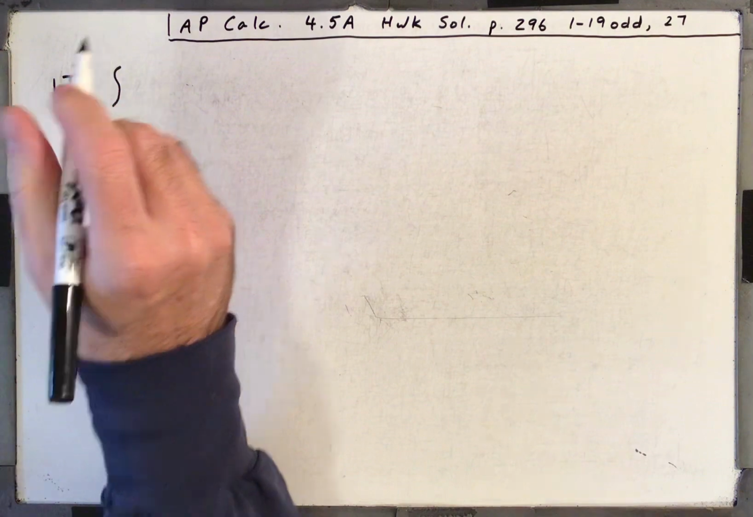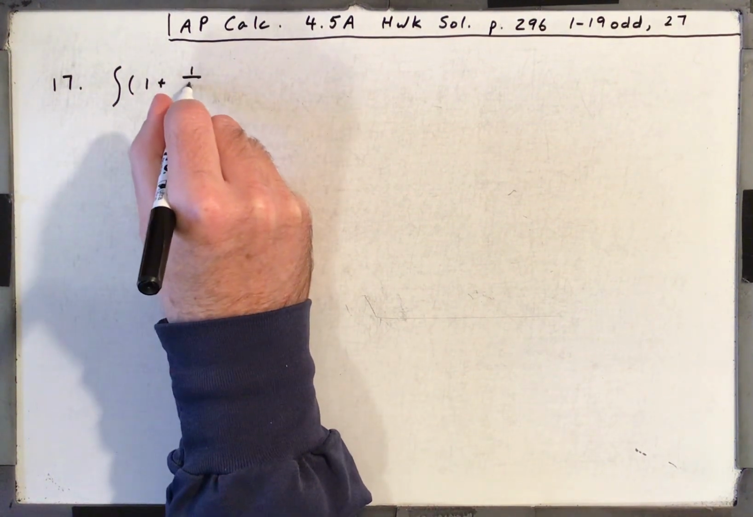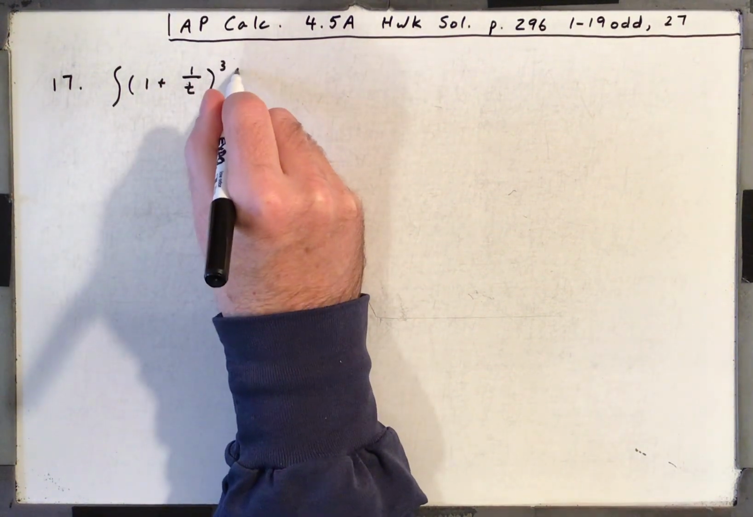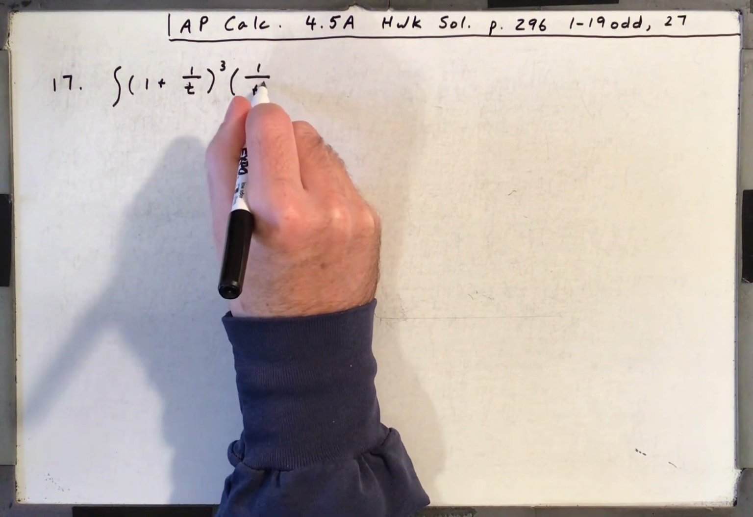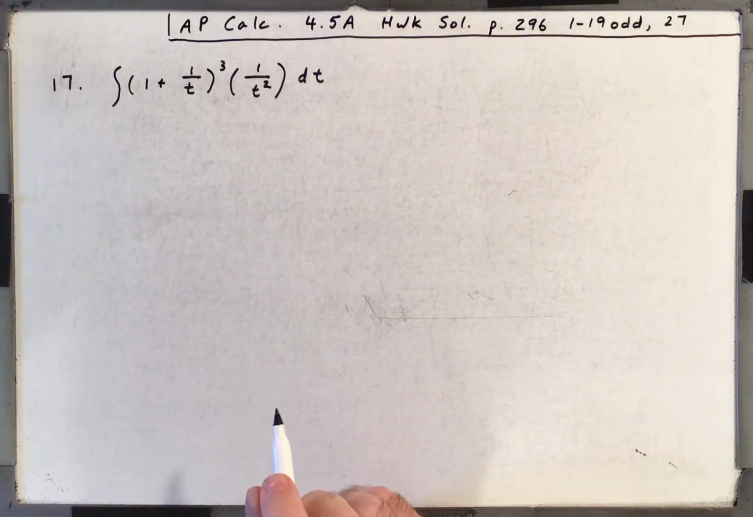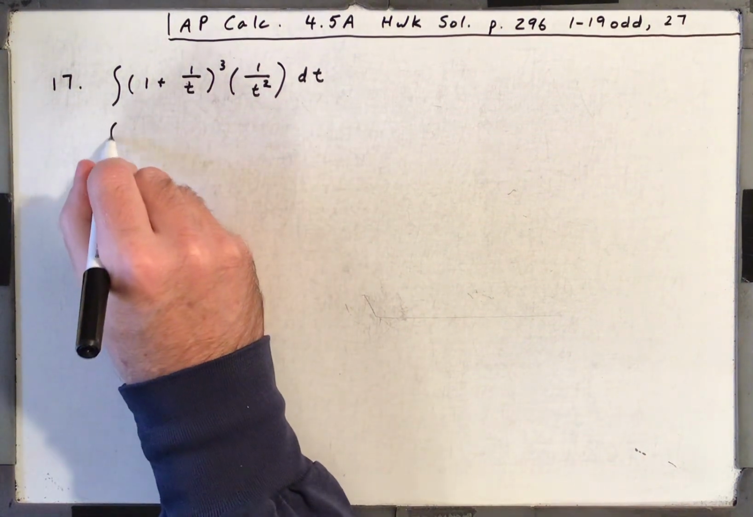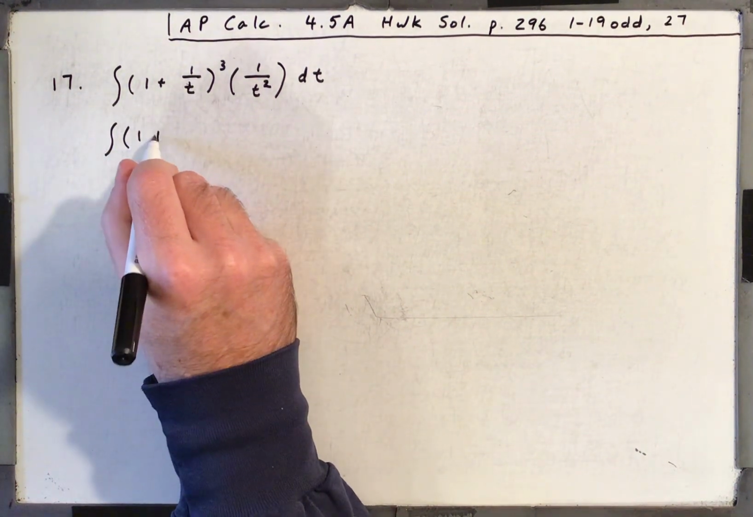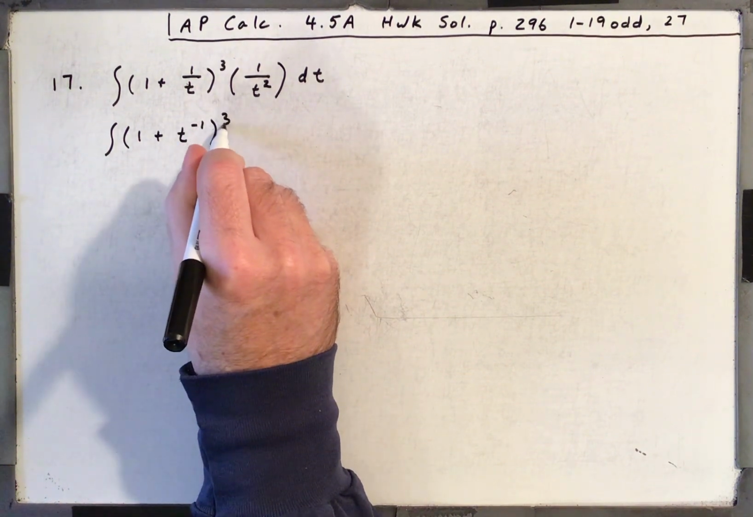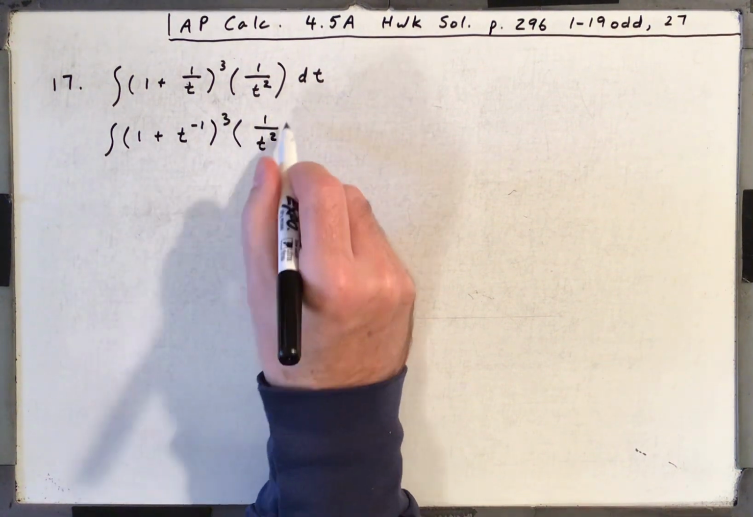All right, 17. We got 1 plus 1 over t cubed times 1 over t squared dt. Okay. That 1 over t, let's rewrite this. That's the same as 1 plus t to the minus 1 cubed times 1 over t squared. I could write that as t to the minus 2.